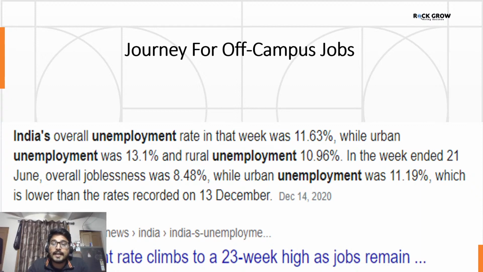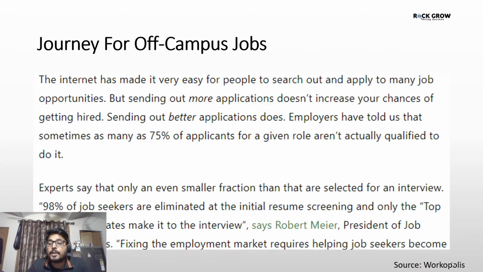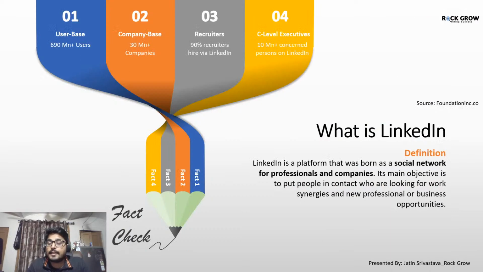Because of these high unemployment statistics, there is a report by Vocopolis, a recruitment firm, that says that 98% of job seekers are usually eliminated in the initial resume screening itself, and only the top 2% of candidates make it to the interview. You can expect this sort of high competition when you do your on-campus jobs as well, and off-campus the competition would be much higher. So this job oriented session will definitely help you bring your name into that 2% list. How to do it? Let's get started and discuss.